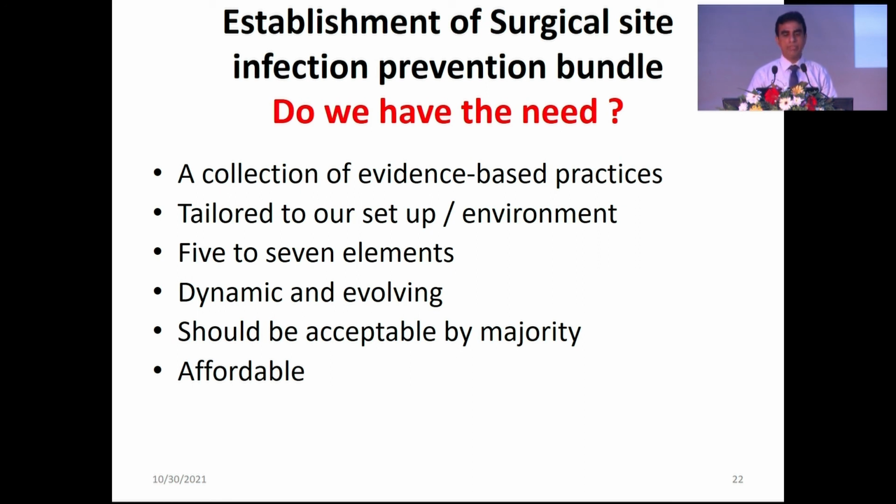But we have to collect the evidence. It should be evidence-based, and it should be tailored to our setup. And it should be very minimal, 5 or 7, not too much, as I already mentioned. It should be dynamic and evolving. It should be acceptable to the majority. That is a problem. Sometimes the majority say, no, we don't have faith in this bundle. Therefore, it should be acceptable to the majority and affordable as well.